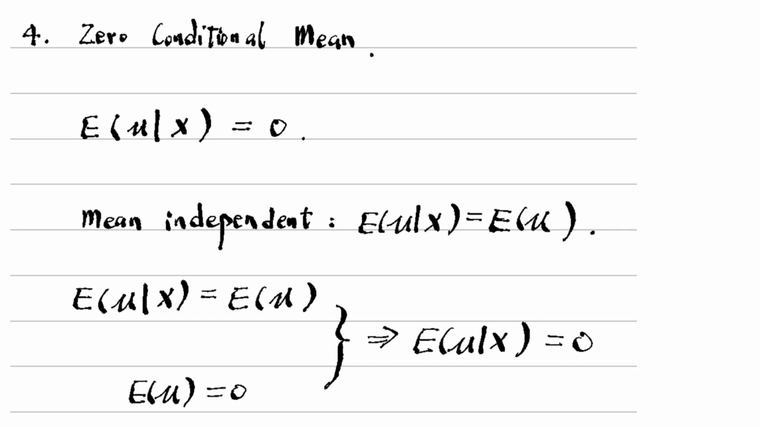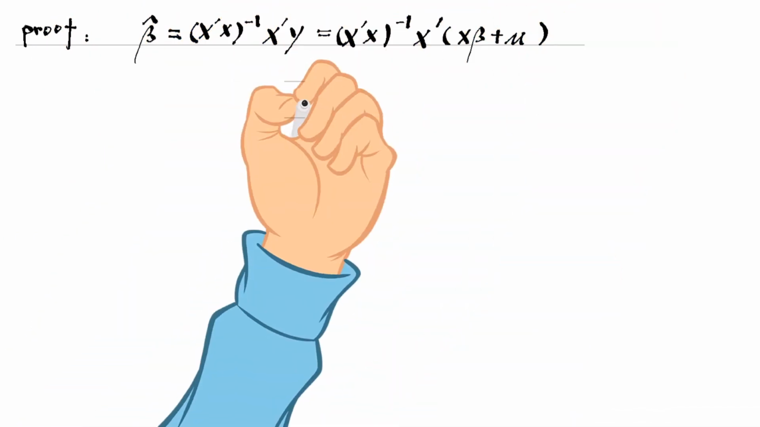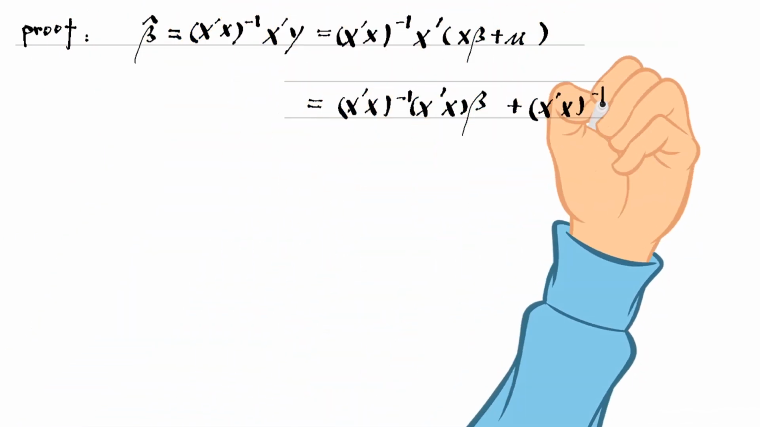Under assumptions 1 to 4, we can mathematically show that OLS estimators are unbiased. We use the matrix notations to prove it.